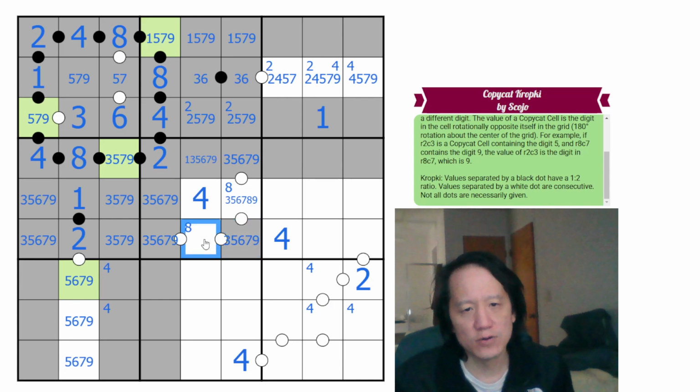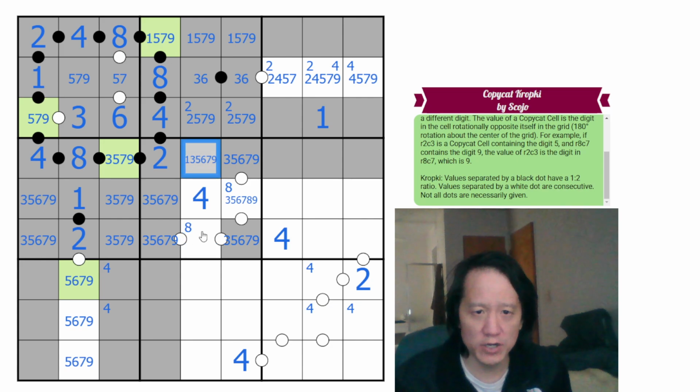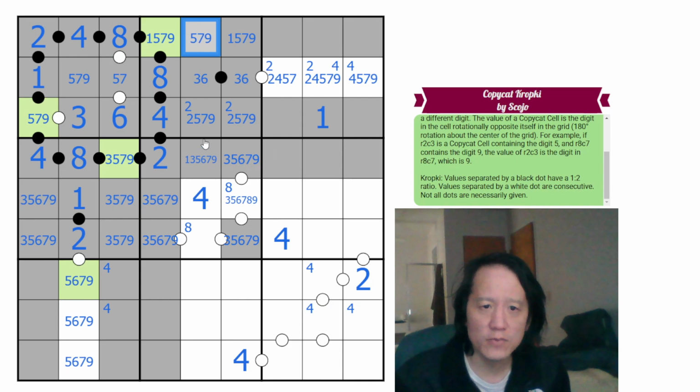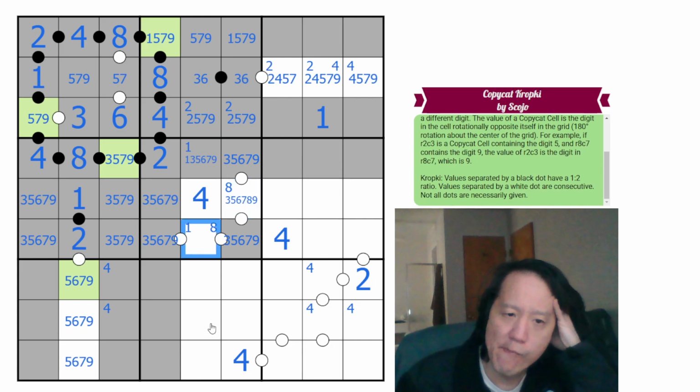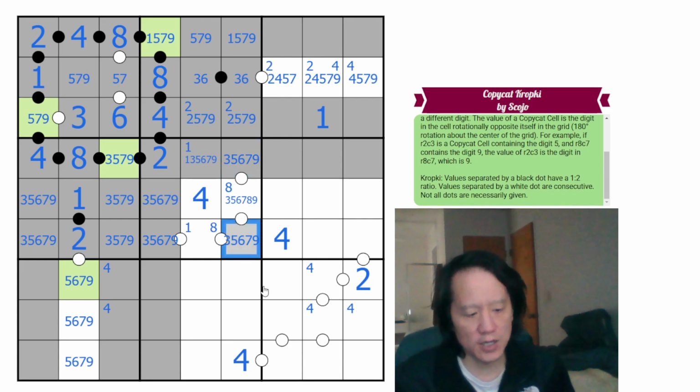This can't be 8 either. This could be 1. So 1 is one of these two, which means this can't be 1. So we know 1 has to be one of these two. This one could mimic the 8. Okay. This could be 9, in which case that would be 8 and 8. But then this would have to be 7 and 7, which doesn't work. So this can't be 9, actually.